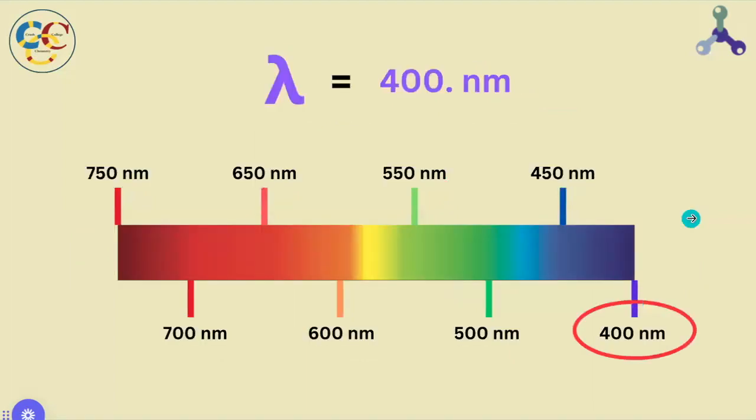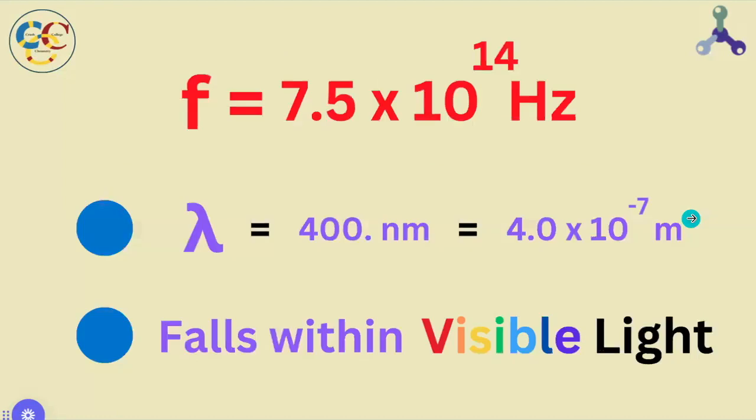So the answer is absolutely. Our frequency falls within the visible light region, and if you want, you can specify violet, and you might also want to specify not only what wavelength is, but give both answers, the SI unit of meters and nanometers.